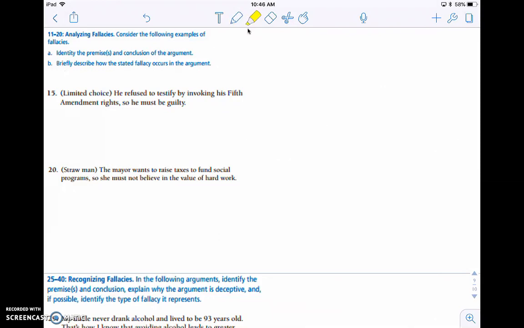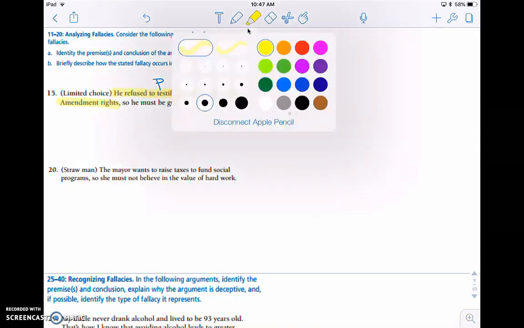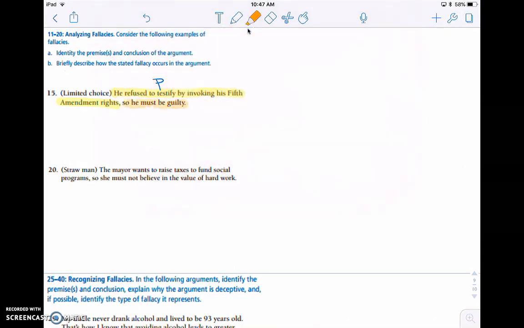So when we look at this, the premise, so I'll just write P for premise there, is he refused to testify by invoking his Fifth Amendment rights. So that's the premise of the argument. And then, since he refused to testify by invoking his Fifth Amendment rights, therefore he must be guilty. Okay, clearly limited choice, very narrow in scope. There could be other reasons for invoking the Fifth Amendment rights. That doesn't necessarily mean that someone is guilty.